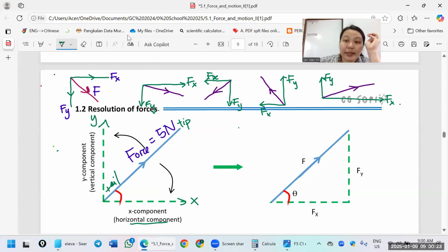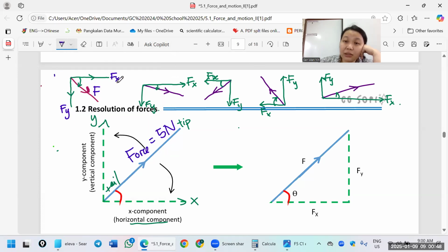So now where is the angle? Always start from the horizontal line, which is Fx. So this one, depression, this one, depression, this one, depression, this one, elevation, this one, elevation. I'll get the angle.